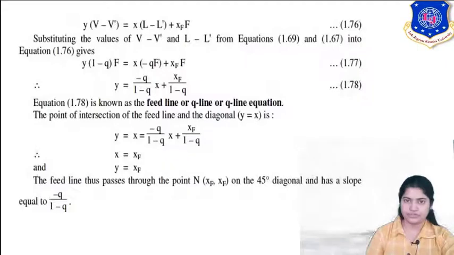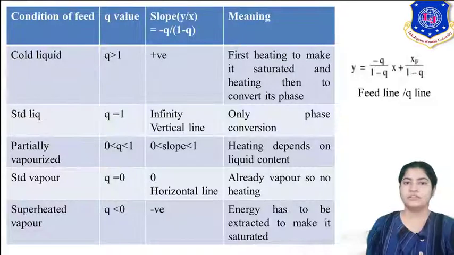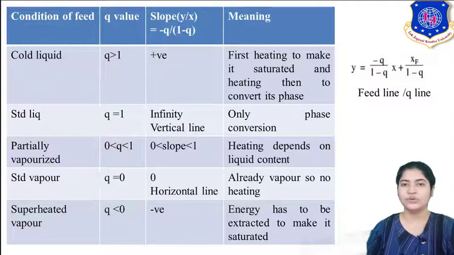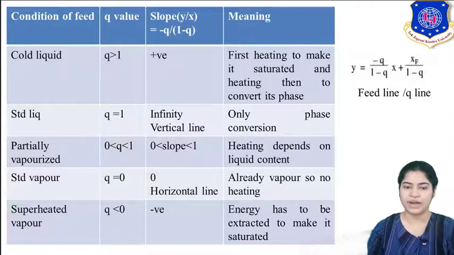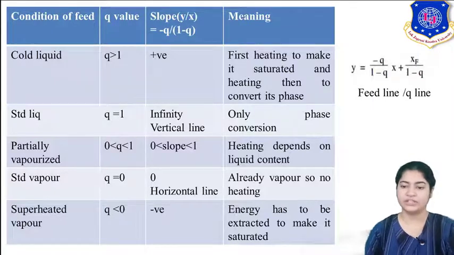Now to know the point of intersection of feed line and diagonal, substitute y equal to x, okay, because at that point both the lines are intersecting. Thus, what is the coordinate which is the intersection point? It is xF, xF. Thus you can say that the feed line passes through point xF, xF on 45-degree diagonal and has a slope of minus q upon 1 minus q. Now moving forward, let's study how your q value and slope are related, right? So from feed line equation, what is it? Y is equal to minus q upon 1 minus q x plus xF upon 1 minus q.